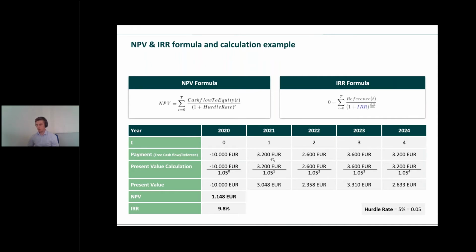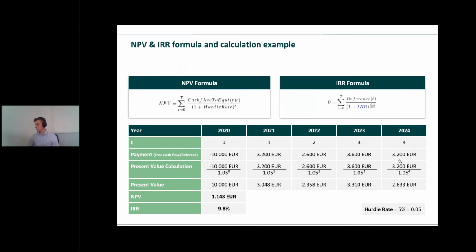And now we want to see what's the present value of the 3,200 euros in year 1. So that's why we divide them by 1.05 to the power of 1. Why 1.05? Because our hurdle rate is 0.05, so 5%. So these 3,200 euros have a present value of a little bit more than 3,000.